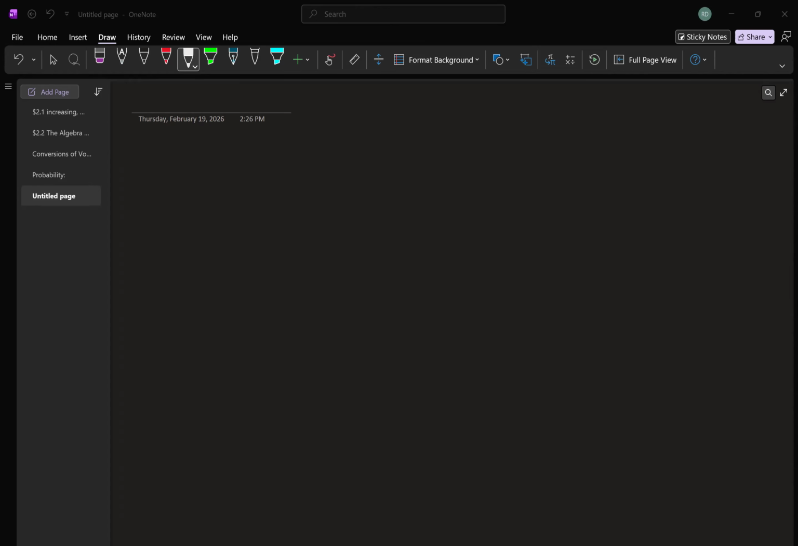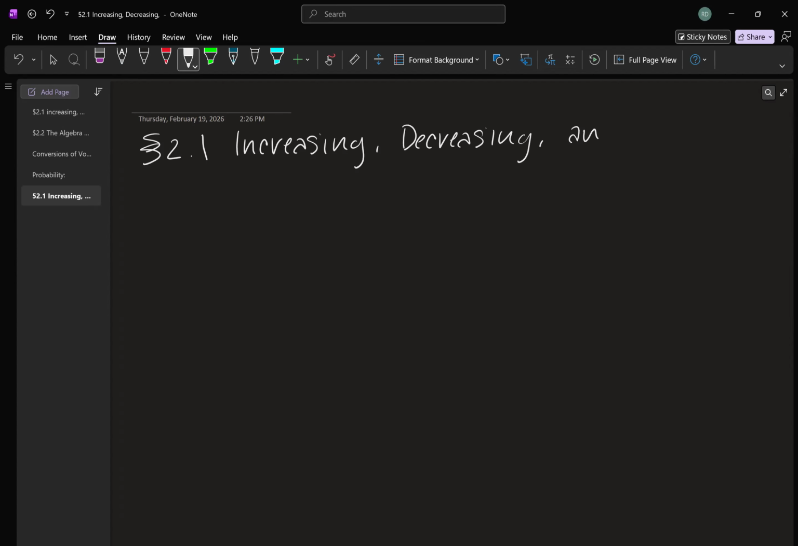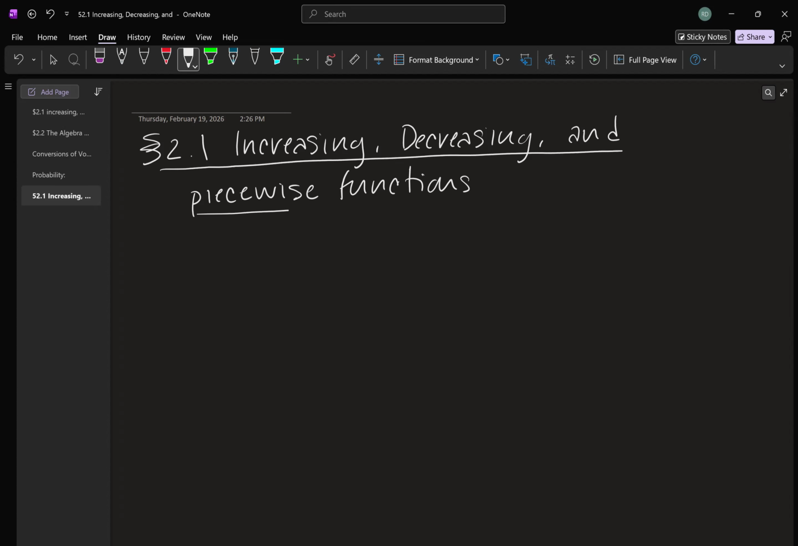This lecture, section 2.1, is about increasing, decreasing, and piecewise functions. Starting with the definition of increasing and decreasing functions.